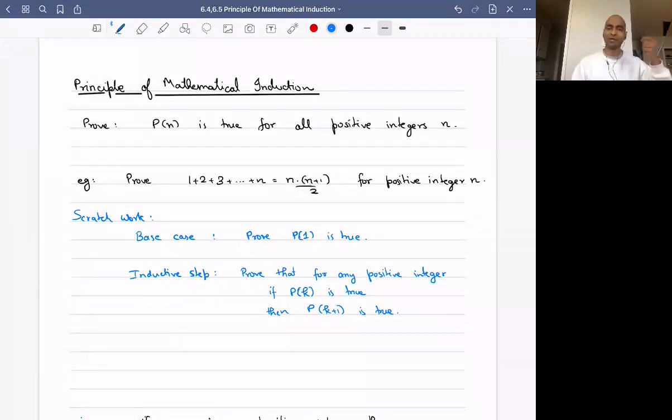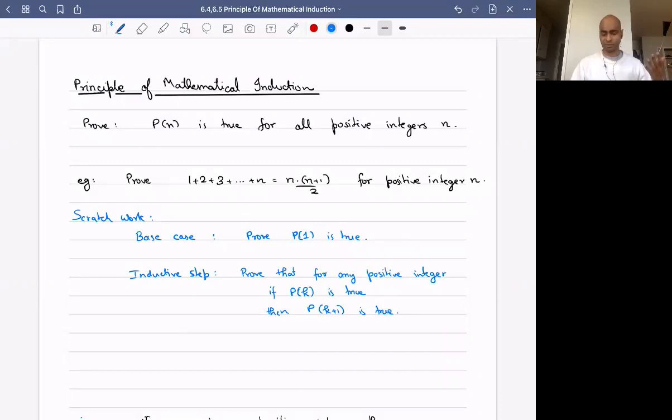So the statement involves within itself a positive integer n. And when you have such a thing, you can use mathematical induction. You don't have to, but it gives you tools to prove such a theorem. So what is the principle of mathematical induction? It's best explained by an example.